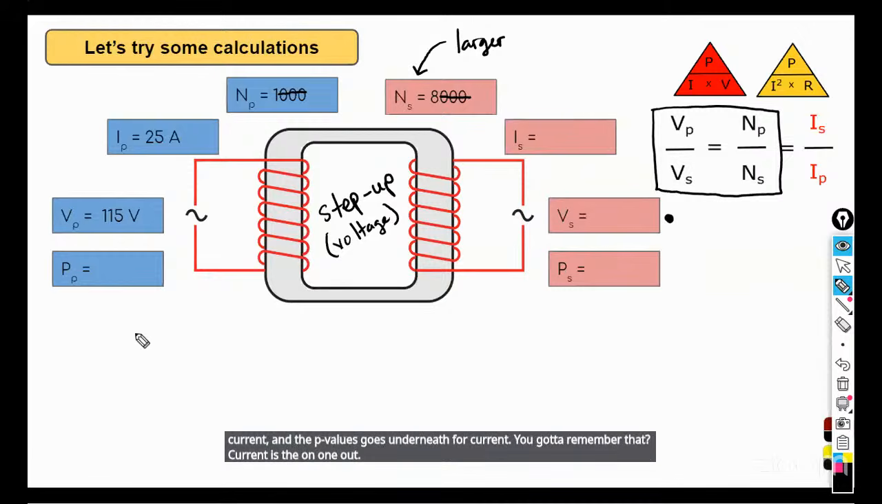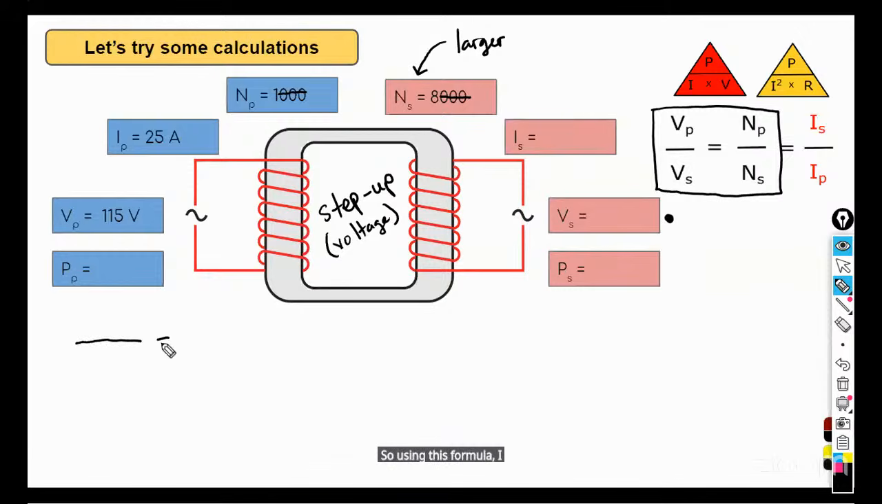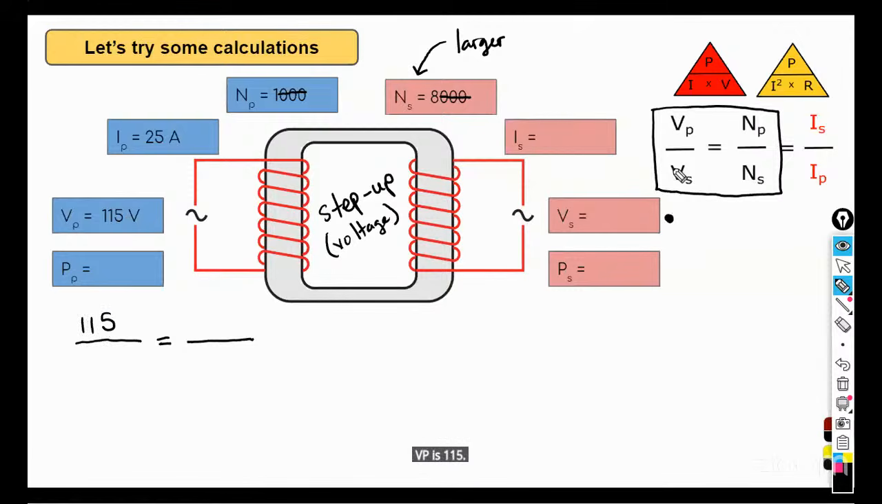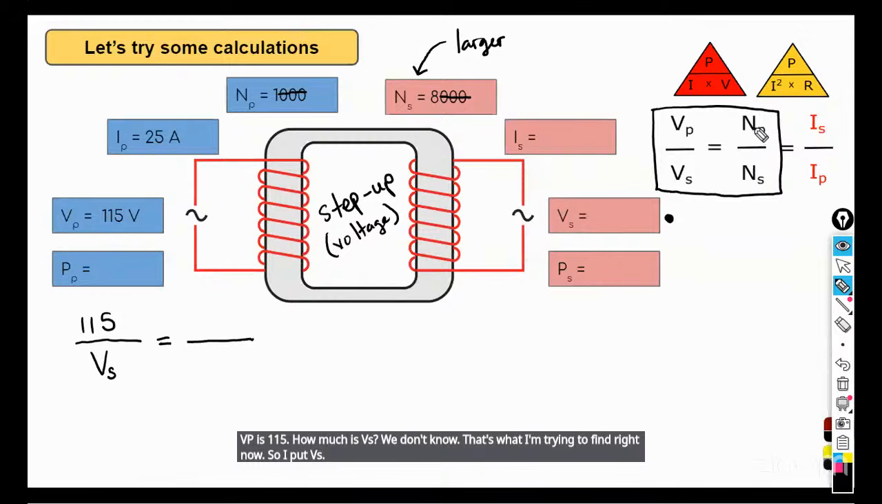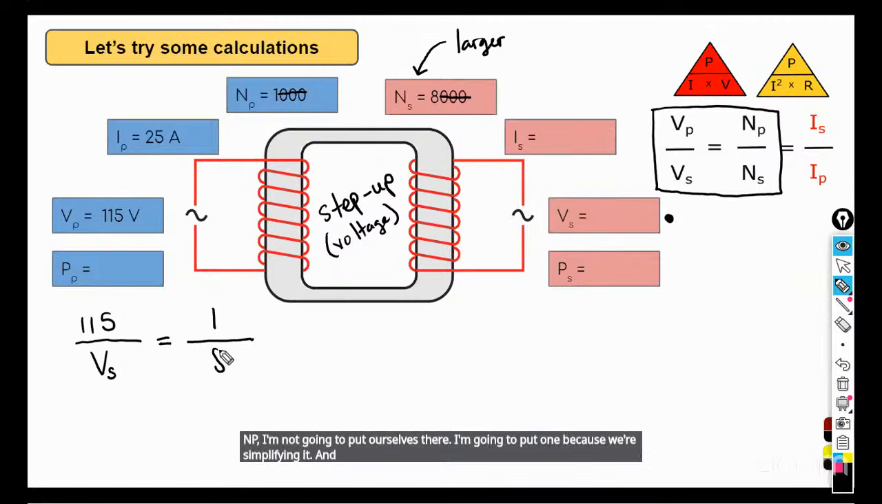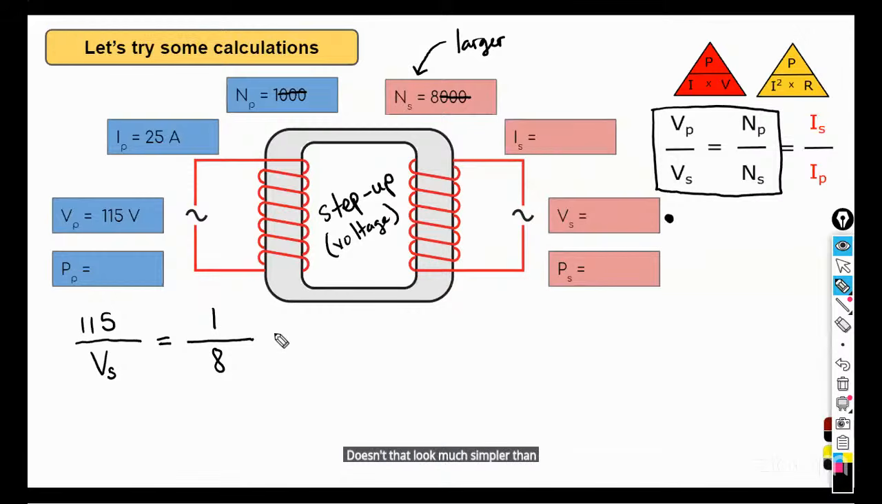So using this formula, I don't have as much space on my screen as you guys have in your books. How much is VP? VP is 115. How much is VS? We don't know. That's what I'm trying to find right now. So I put VS. For NP, I'm not going to put 1,000. I'm going to put 1 because we're simplifying it. And NS is 8. Doesn't that look much simpler than having 1,000 and 8,000? Immediately, you feel a little bit calmer.